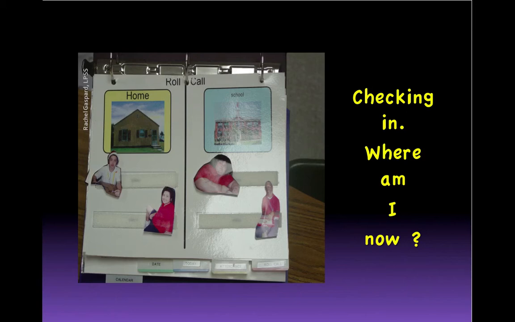So checking in, where am I now? So this is a visual way to do roll call. When the student comes in, they move their picture from the home side to the school side, and that helps them understand the transition even a little more, that they've come from home and are now in school.